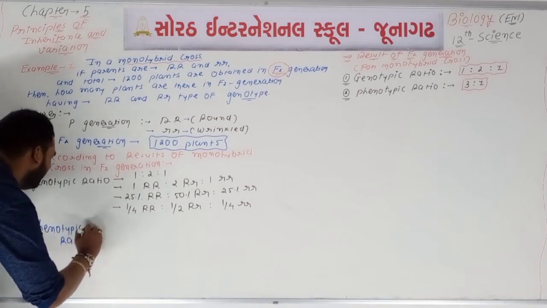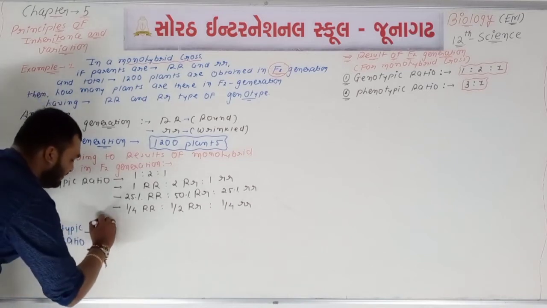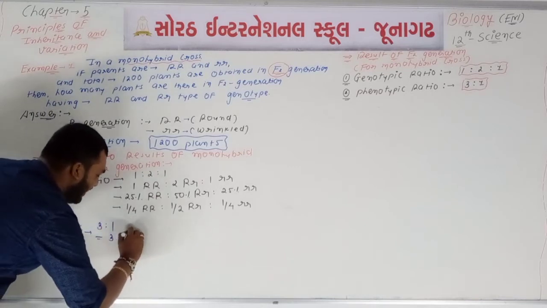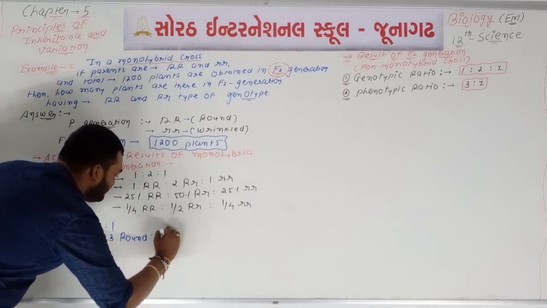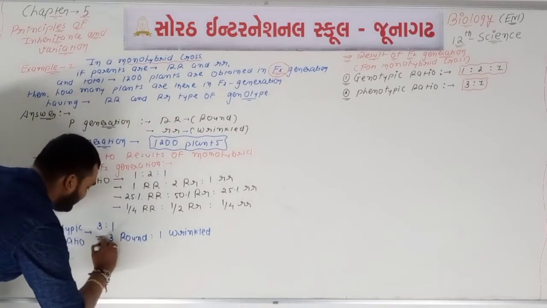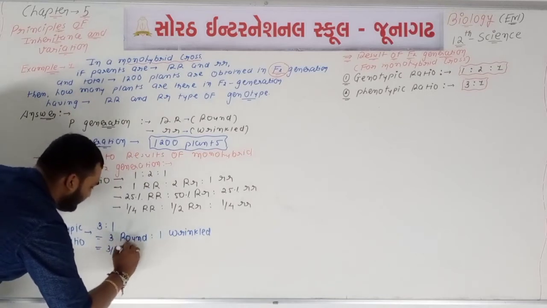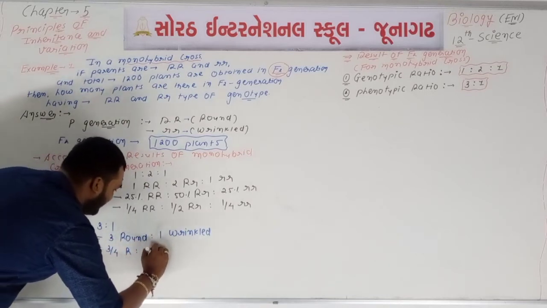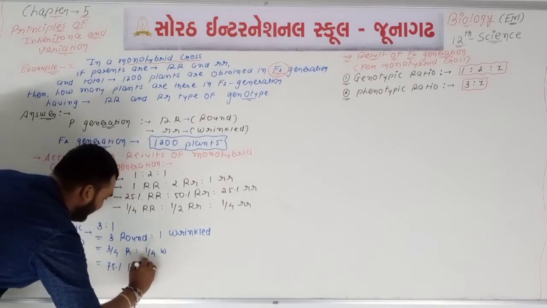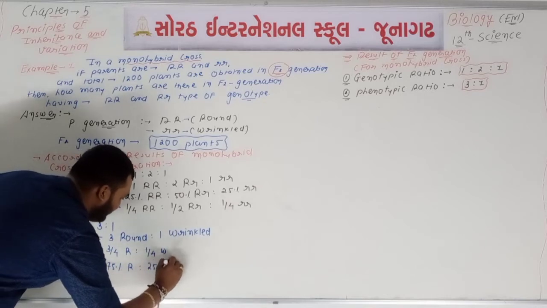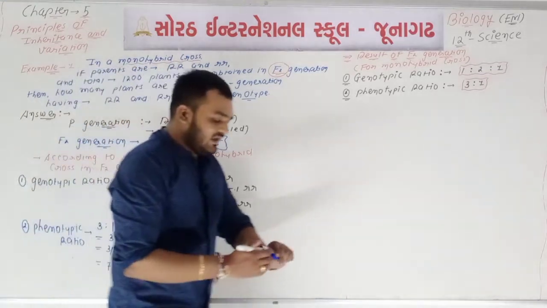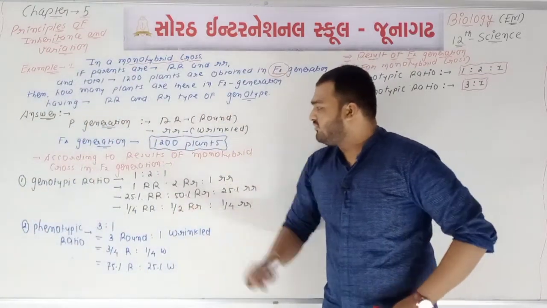You know that the 3:1 is what? Phenotypic ratio. So 3:1 is equal to 3 round is to 1 wrinkled. We can say that 3/4 round and 1/4 wrinkled is equal to 75% round is to 25% wrinkled. So this step is very much important. In F2 generation these all are the results.